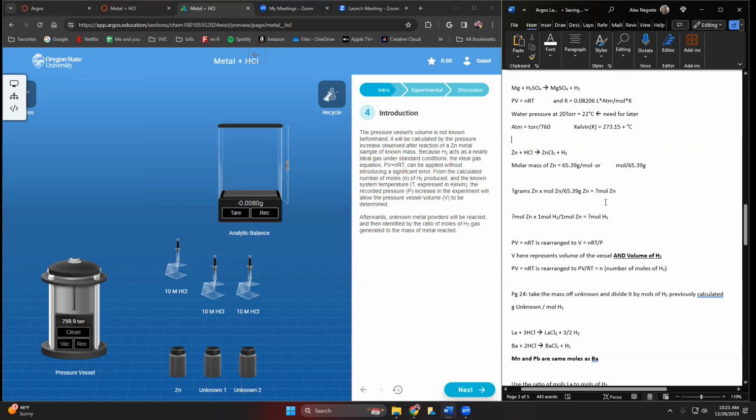And we're going to be working with some temperatures as well. So the temperature we're going to need to convert is the 22 degrees Celsius into Kelvin. And here's the conversion for that. So 273.15 plus the degrees Celsius gives us our value in Kelvin.